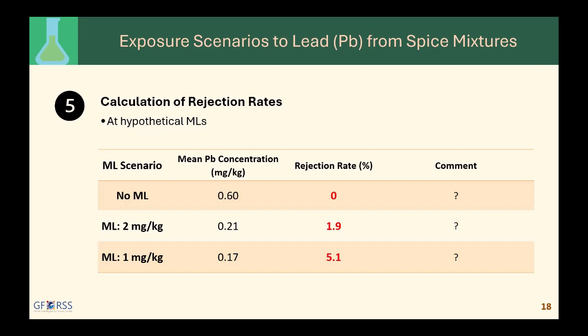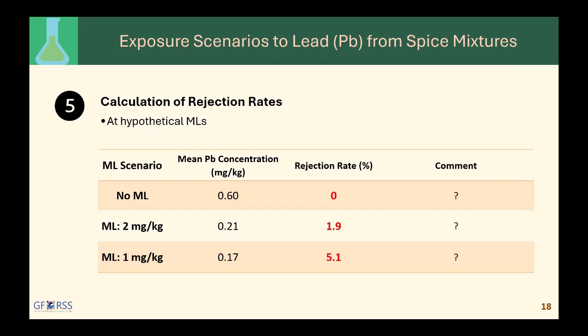So we have here two situations, hypothetical MLs. What if I implement an ML of 2 milligram per kilogram or an ML of 1 milligram per kilogram? Lead in spice mixtures, don't forget. We did the rejection rates. I calculated how many data points would be rejected if I apply the ML of 2. What do I mean by this? I'm applying an ML of 2. Any data point above 2 will be rejected. Any data point below 2 will be accepted. So we calculated the rejection rates.